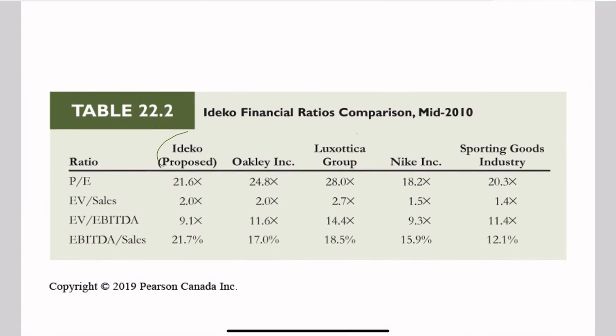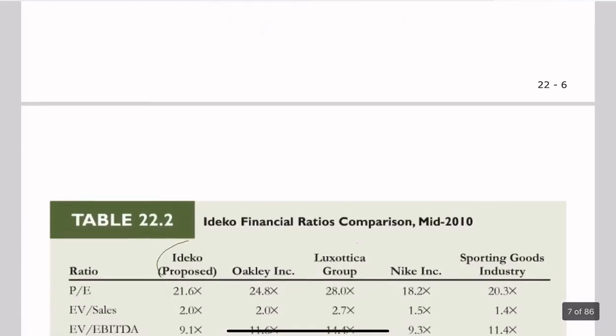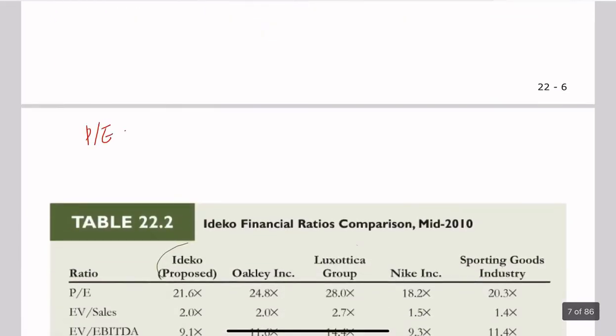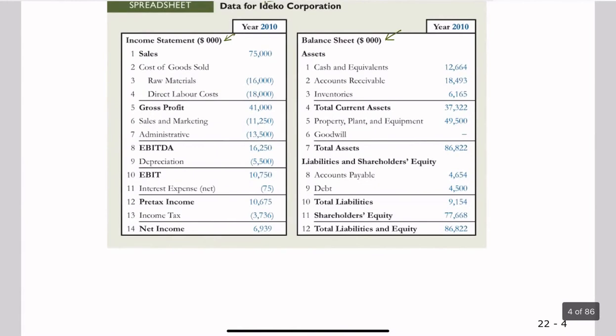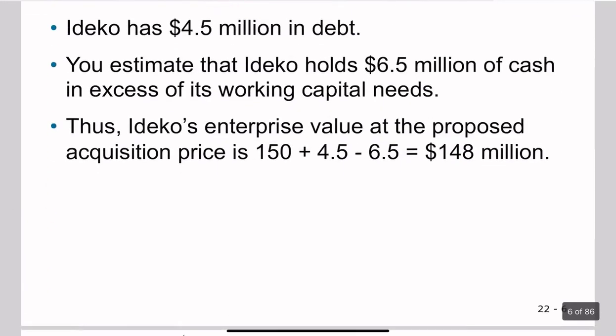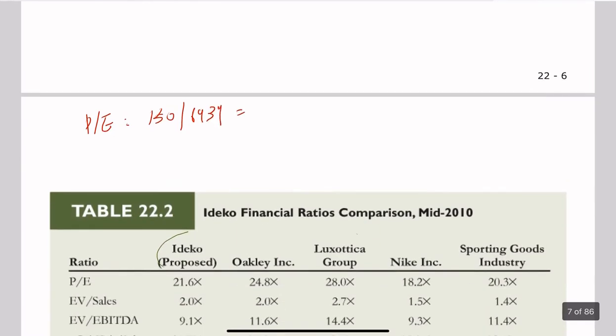For example, let's say we want to calculate PE ratio. We know that P refers to the price of the firm's equity. E refers to the firm's earnings. So let's see what earnings we have here. It's 6939. So I believe this number would be 21.6. Now let's see how we can calculate EV versus sales.